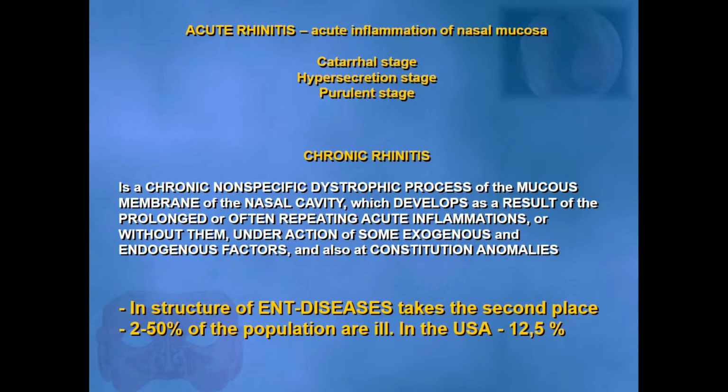So now let's speak about the current topic. It's acute and chronic rhinitis. Acute rhinitis is acute inflammation of nasal mucosa, and chronic rhinitis is chronic non-specific dystrophic processes of the mucous membrane of the nasal cavity, which develops as a result of the prolonged or often repeating acute inflammation of it under action of some exogenous and endogenous factors, and also in constitution anomalies.